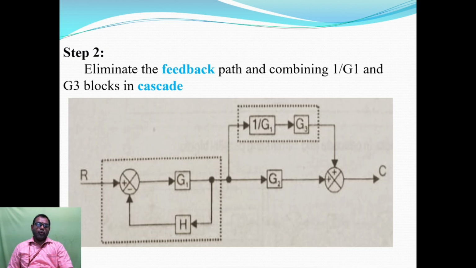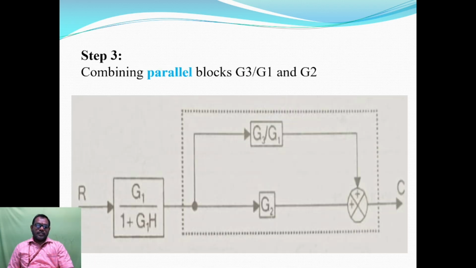Here we are using two rules. The first rule is the elimination of the negative feedback loop, and the second rule is cascading of two blocks. So this is G1 divided by 1 plus G1H, the elimination of the negative feedback loop. And next we combine the parallel blocks, G2 and G3 divided by G1. So these two are in parallel, and we are going to add them. Add means the sum of two blocks, the G2 block with the G3 by G1 block.